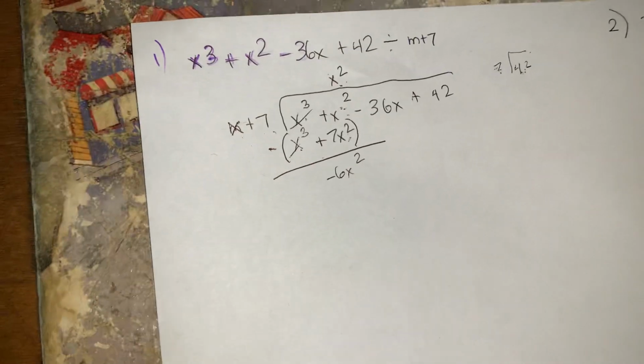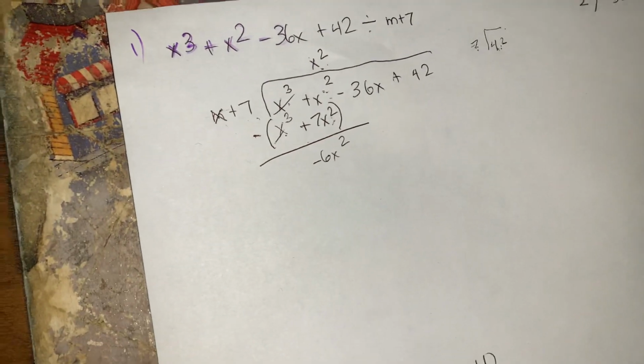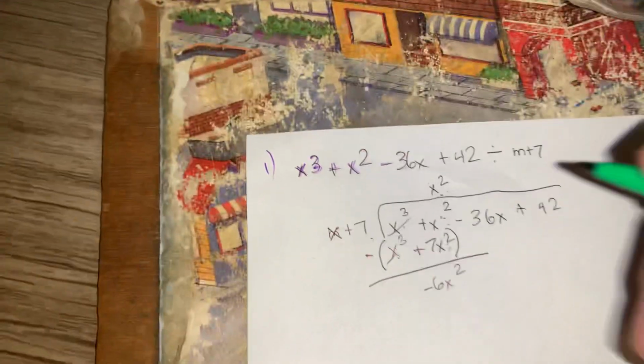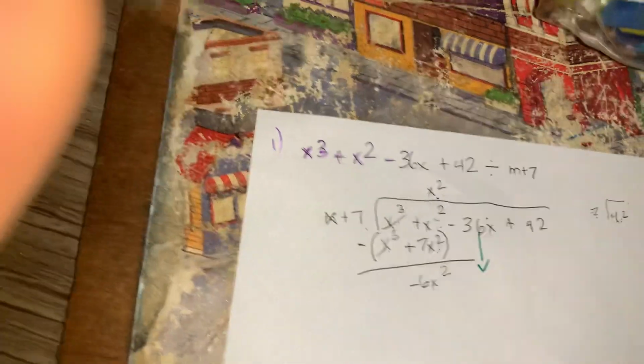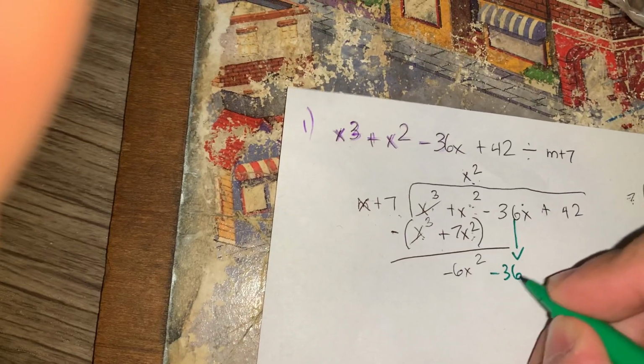Now, what's the next step? Let me use a different color pen maybe to make it look nicer. The next step, you're going to bring down negative 36x. I'm going to bring it down right here. So it's going to be negative 6x squared minus 36x.